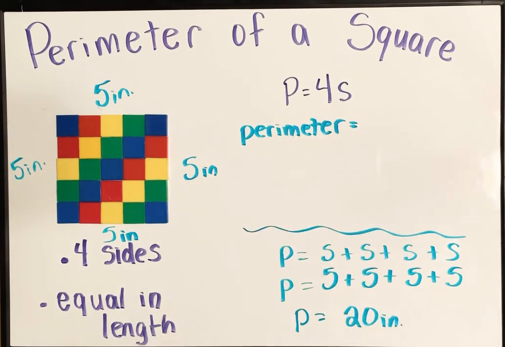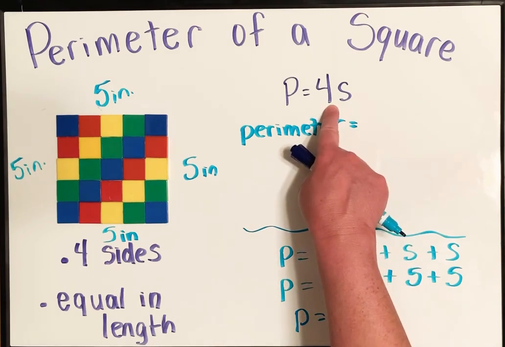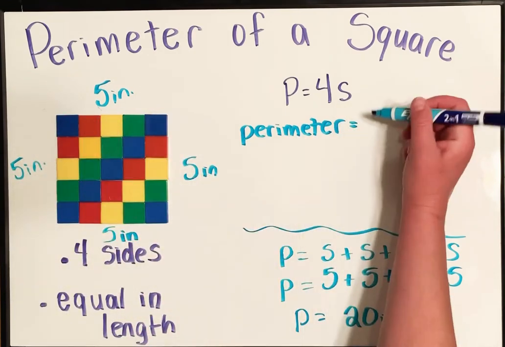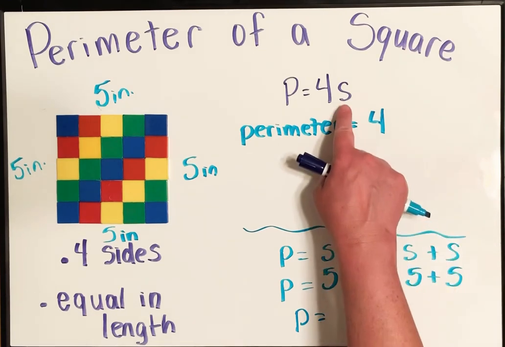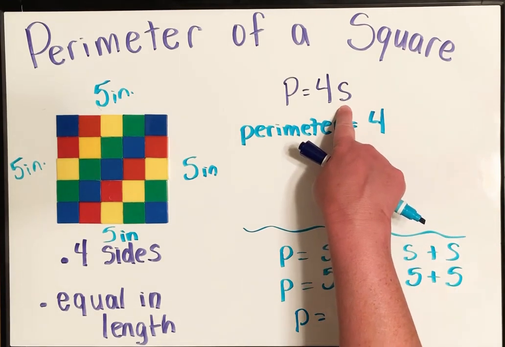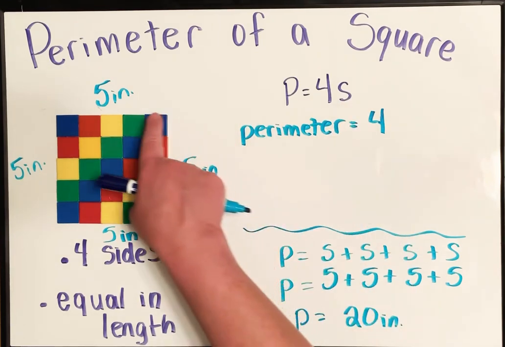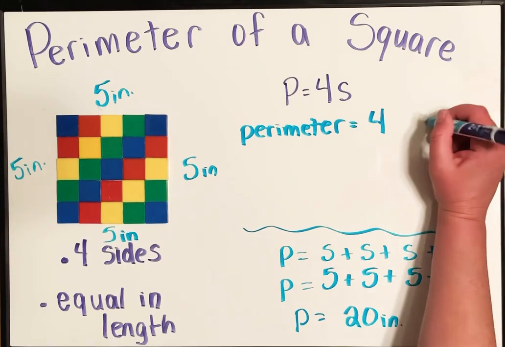Let's talk about that 4. So in our formula for a square, we have the number 4. What do you think that 4 represents? 4 sides to a square. Now, let's talk about this letter S. What do you think that letter S stands for? That letter S stands for your sides. So we have sides.